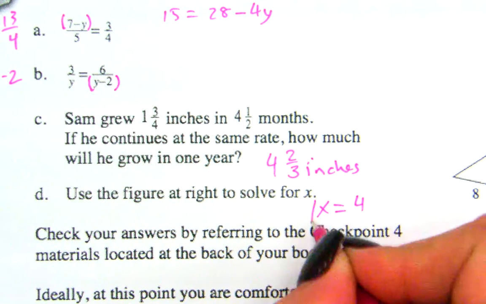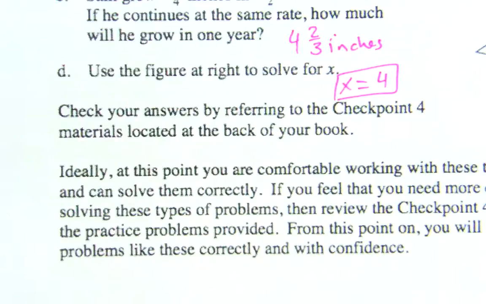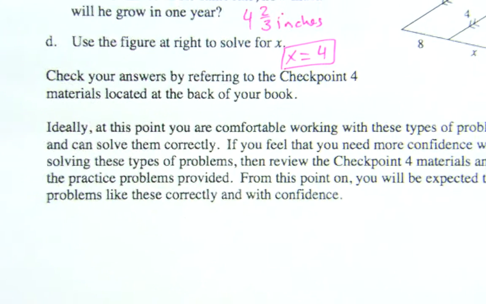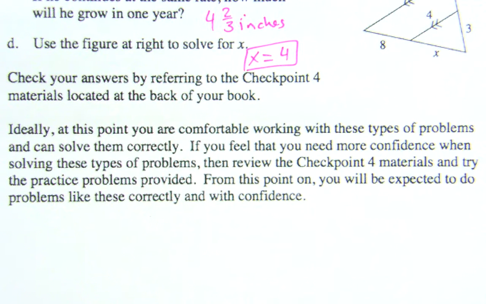Okay. If you're still not sure how to do any of these, please read what it says at the bottom. Ideally, at this point, you are comfortable working with these types and can solve them correctly. If you feel you need more, go to Checkpoint 4 materials, try the practice problems provided. They're in the back of your book. From this point on, you will be expected to do problems like these correctly and with confidence. Yay. Okay, so that was 86.